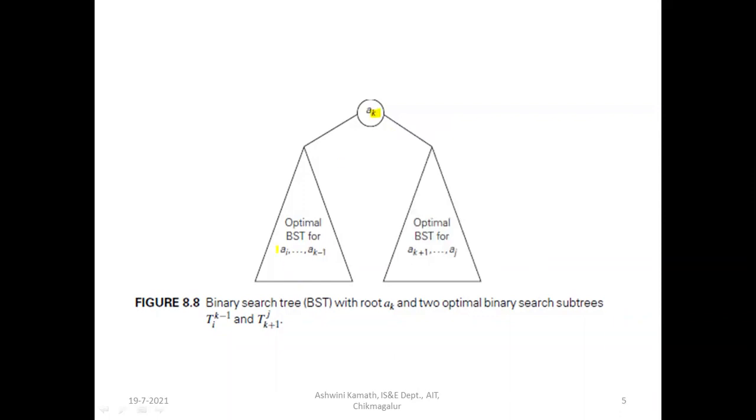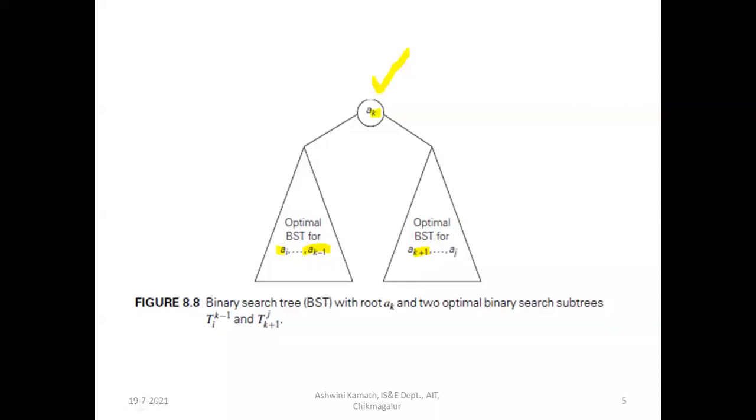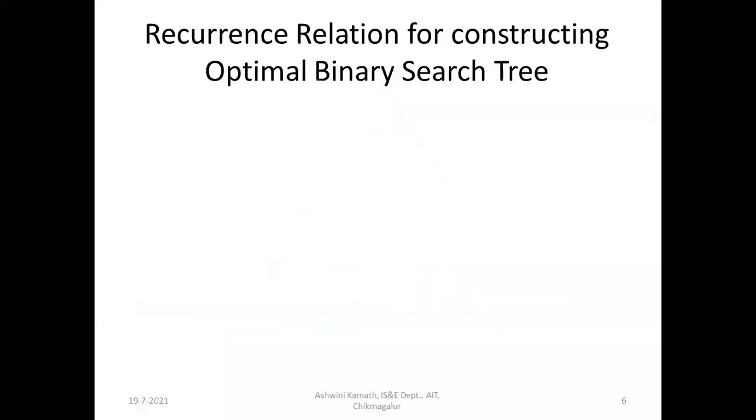This is the tree from a_i to a_(k-1), numbers i to k minus 1, and on the right side a_(k+1) to a_j. The kth value is here: i to k minus 1, then k, then k plus 1 to j. This is the optimal binary search tree. So if we use the dynamic programming method, then we can create only one binary search tree. We need not create all the possible binary search trees. Okay, recurrence relation for constructing the optimal binary search tree.